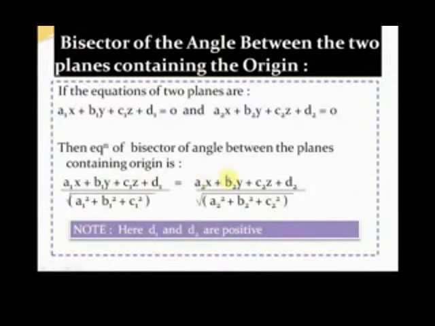Now we have just seen this represents the equation of one of the angle bisectors, the angle between the two planes. Now this is the equation of the bisector of angle that contains the origin. But important thing to note here is that d1 and d2 are both positive. So if we are to find out the equation of bisector of angle between the two planes containing the origin, this is given by this expression, but the condition here is d1 and d2 must be positive. So in case d1 and d2 are negative, then first try to make d1 and d2 positive and then find out the equation of the bisector by this expression.